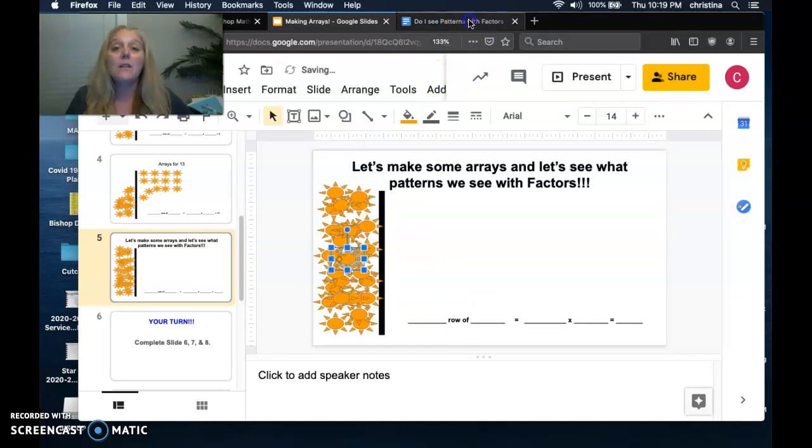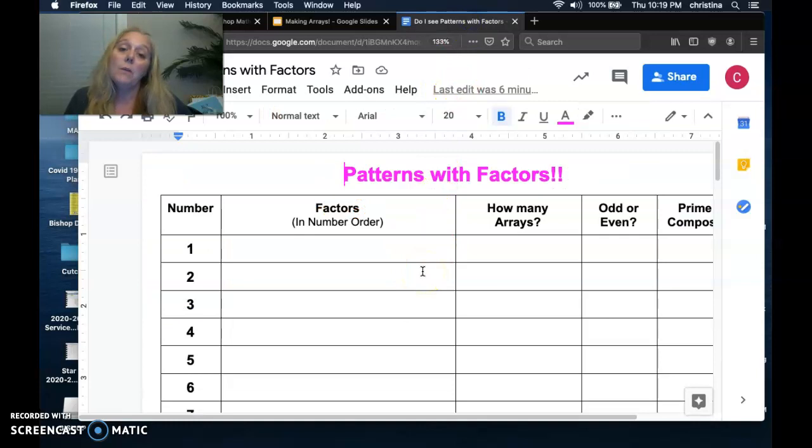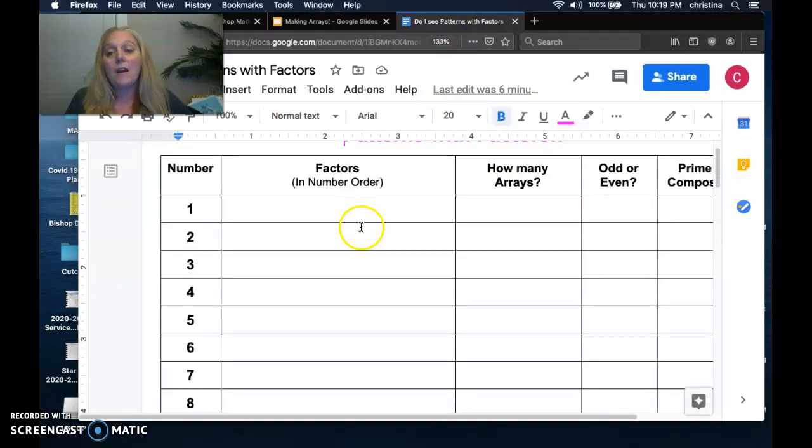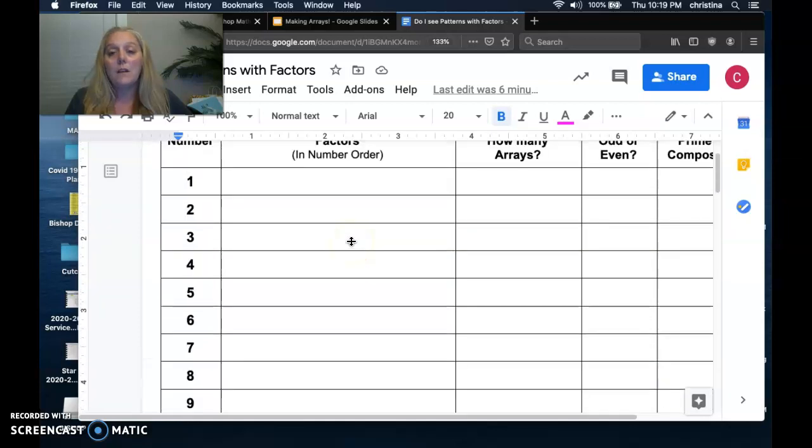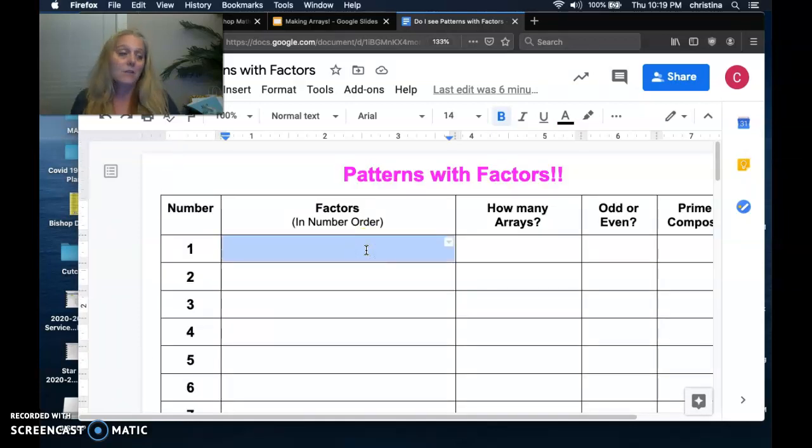And that's what this other document was for. So what we were doing is we were filling out the factors for all of these numbers to 25, because we're going to see some patterns with factors and we want to point them out. So the number 1 only has one factor. You can only do 1 times 1. So the factor is 1.